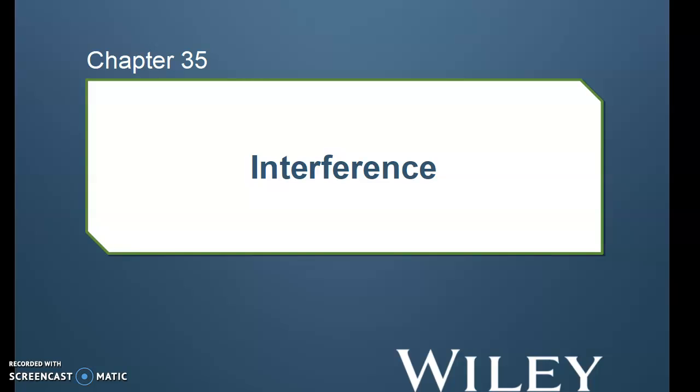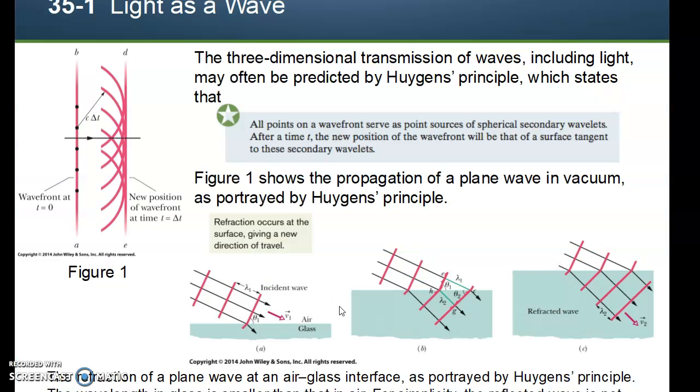Of course, those are due on Thursday, and Thursday is also the day when we're having the test over chapters 31, 33, and 34. So if you have any questions about any of that, just shoot me an email. But anyway, let's talk now about interference.